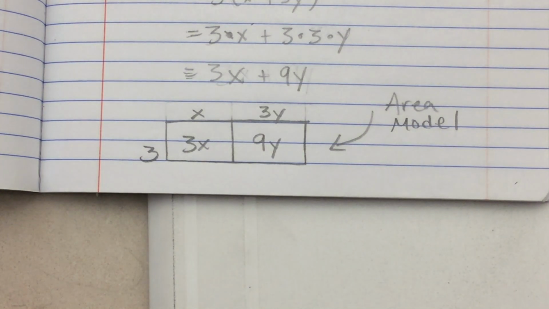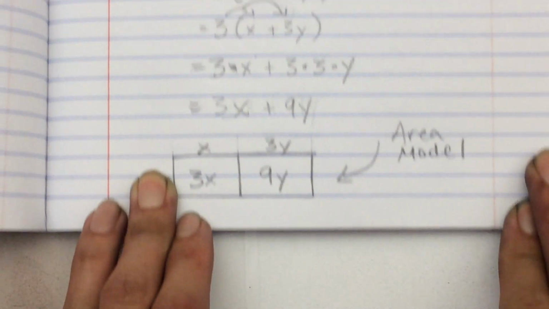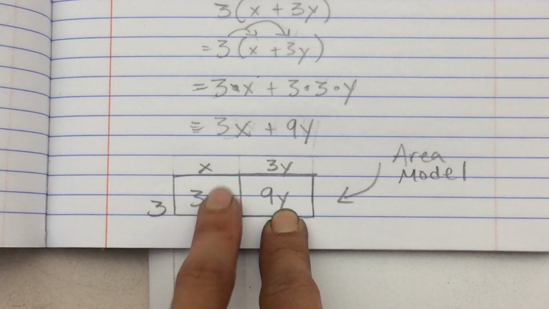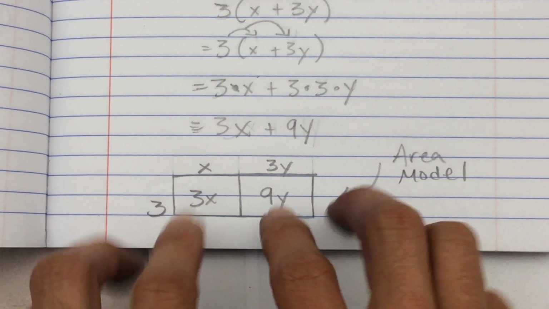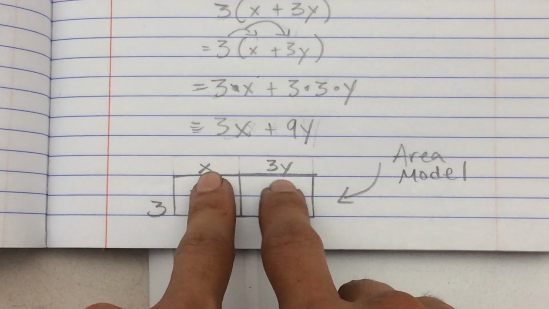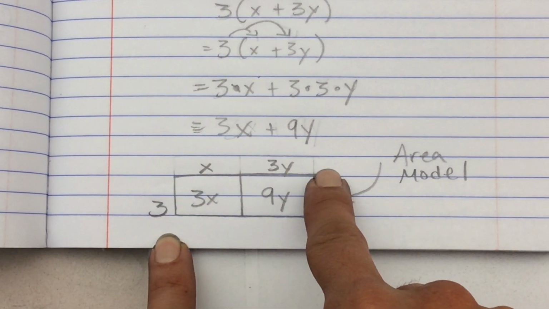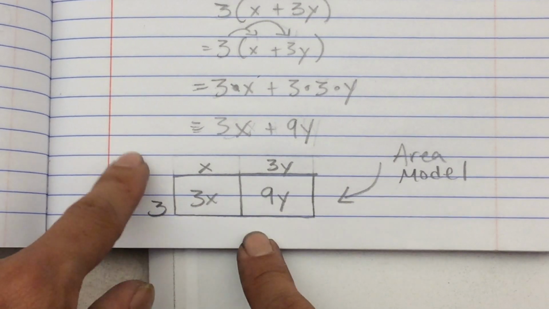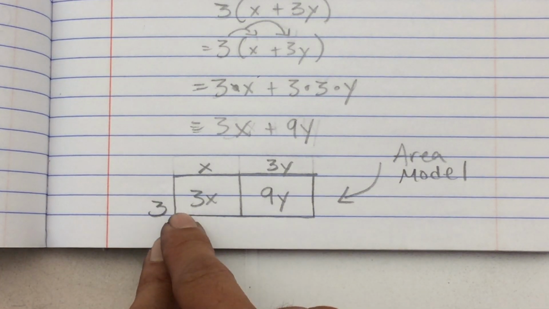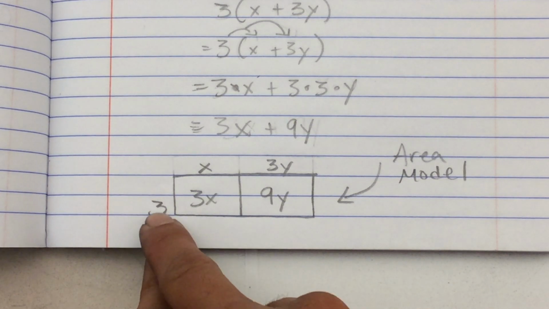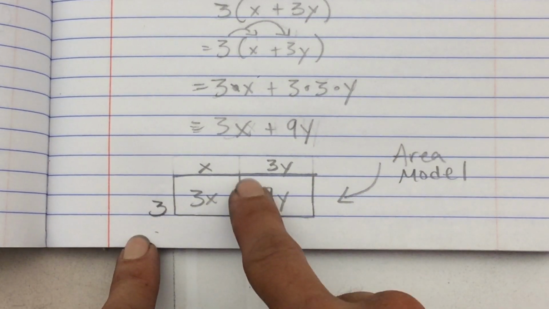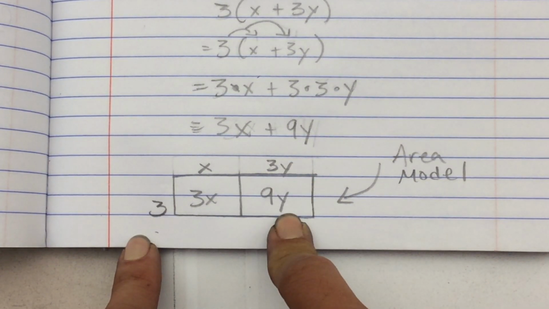Here's an area model to show why this is true. If we have the areas 3x and 9y, let's say that's the area here and the area here, then we can also write this area as the sum of x and 3y, that's this entire length, times 3. Remember, the area formula for a rectangle is base times height, or length times width. Here we have length times width. 3 times x gives us 3x. Length times width. 3 times 3y gives us 9y.